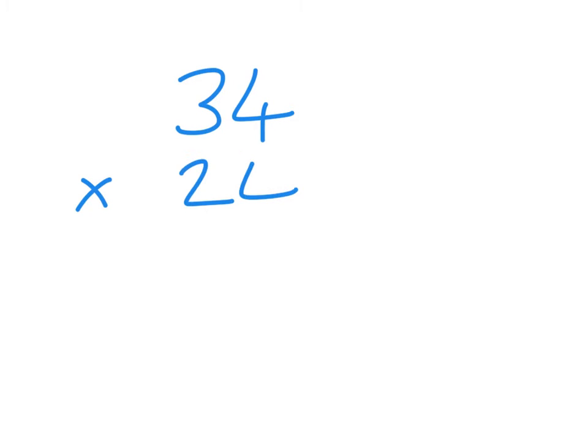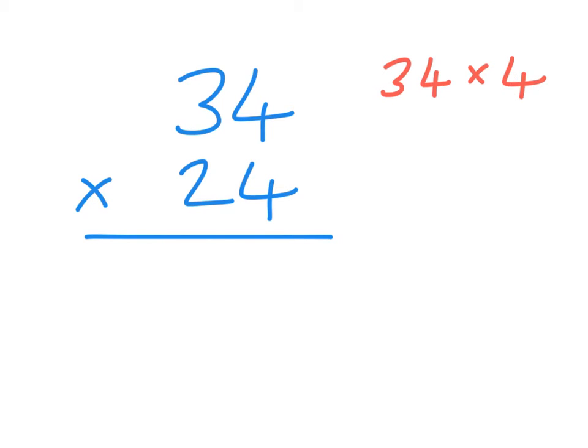We'll move on now to doing a 2-digit by a 2-digit number. Okay? So for example, we might have 34 multiplied by 24. What we're really doing here is we've got 2 calculations in one. So we're going to do 4 times by 34, and then we're going to do 20 times by 34. You don't have to write it down like this, but it might just help you to see what we're doing. So we're doing 34 times by 4, and 34 times by 20. And because of that, there'll be 2 steps rather than 1 step like there was before.